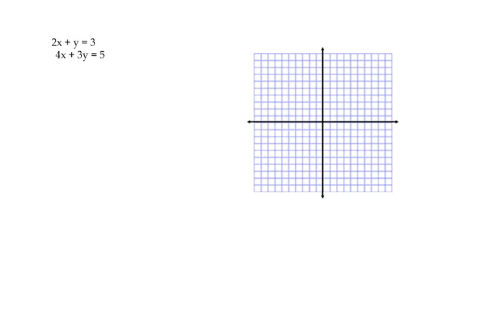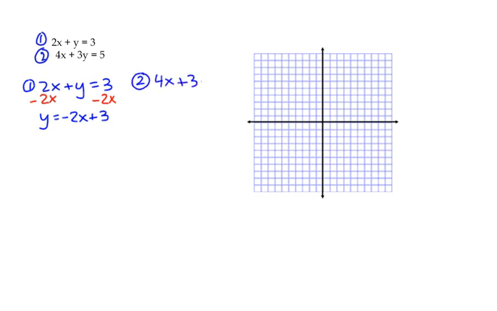All right, so your first equation, let me catch up to you. 2x plus y equals 3. So our first step was take away the 2x. We get y equals negative 2x plus 3. Our second equation, 4x plus 3y equals 5. Take away the 4x. We want y by itself. 3y equals negative 4x plus 5. And then last, divide everyone by 3.